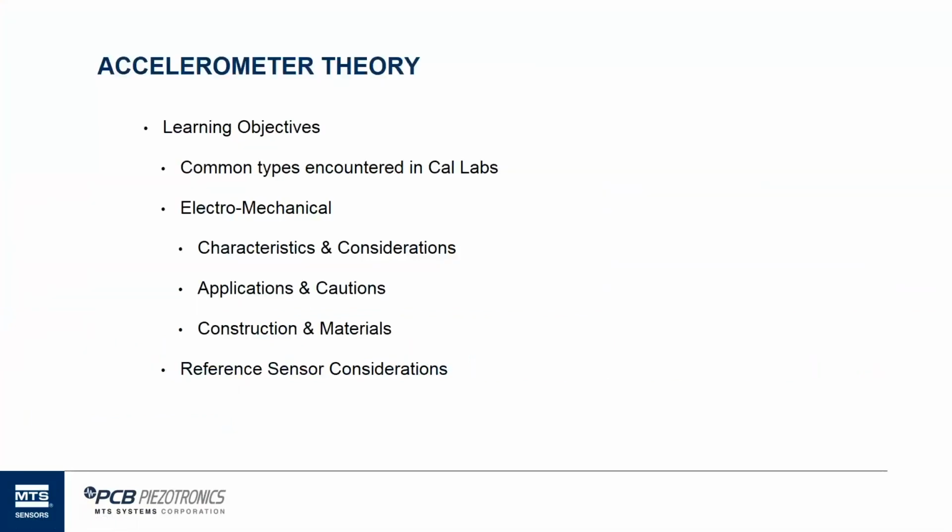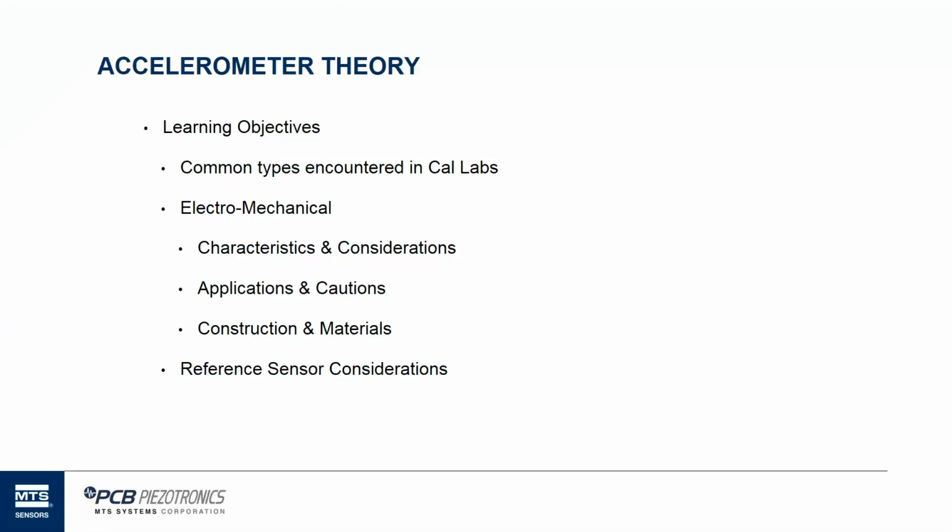We're going to cover the common types of accelerometers that will come through a calibration laboratory. We'll talk about the electromechanical design, the characteristics of those electromechanical designs, the applications we use the different types of accelerometers in, and how they're made, the construction. And finally, we wrap all those things together to talk about why those different characteristics contribute to selecting a reference accelerometer that we'll use in the actual calibration technique. Okay, and that's how we wrap it up.